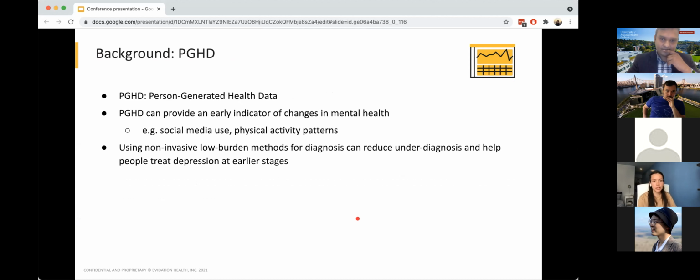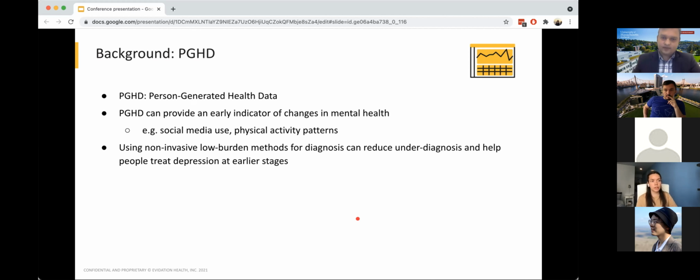Multiple studies have shown that PGHD can provide an early indicator of changes in mental health by social media use or physical activity patterns. So consumer wearable technologies, such as Fitbits, for example, provide PGHD. More specifically, they provide activity data at a minute level granularity, which can be used to detect depressive behaviors, which is a prime example of a non-invasive, low-burden method for depression diagnosis.